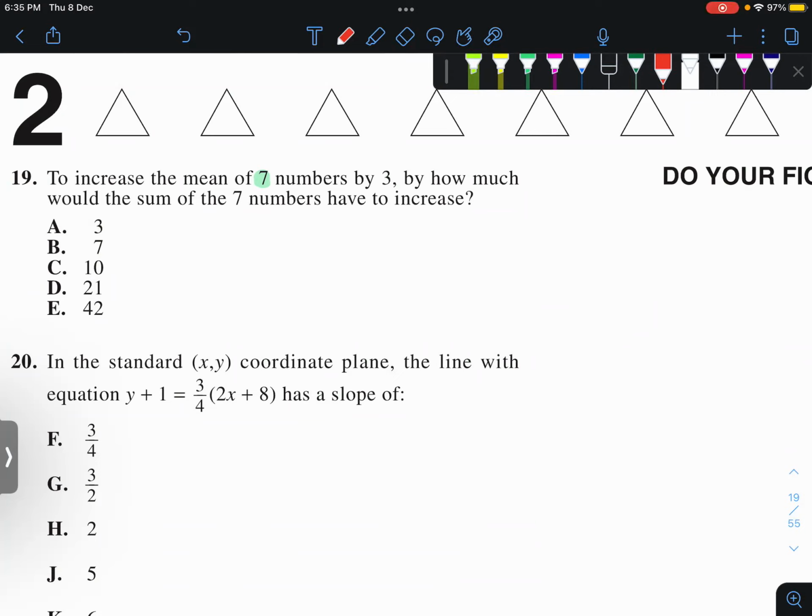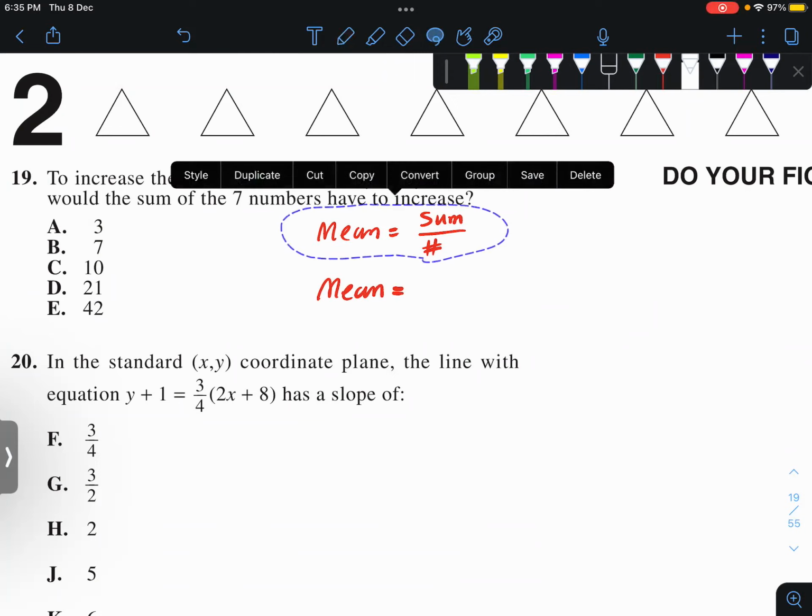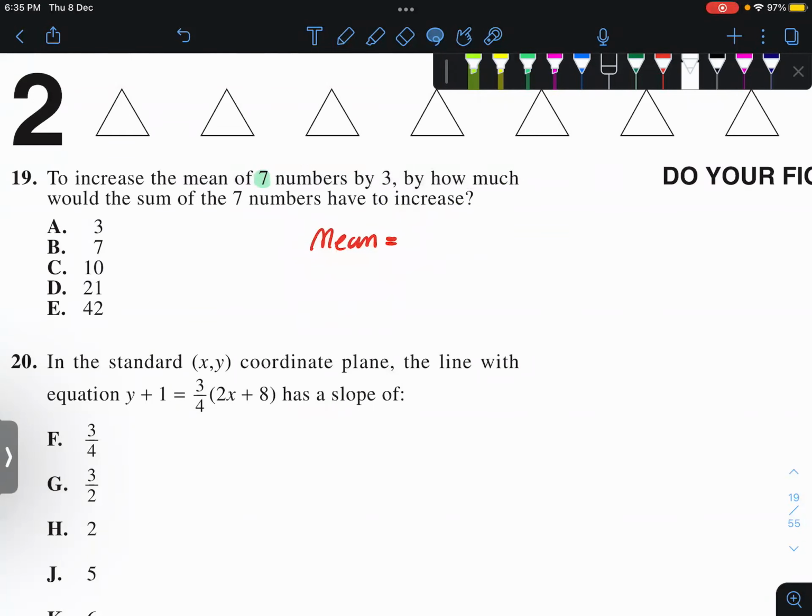Okay, nice. And here, this is the amount we should add to the sum to give us a mean plus 3. We know that the mean is equal to the sum over the number of data we have, right? But we have now the mean. So forget this, we know this. We know that the mean plus 3, the old mean, is equal to what? The sum before adding over 7. So the sum is equal to 7 times the mean. Let's say the mean is x.